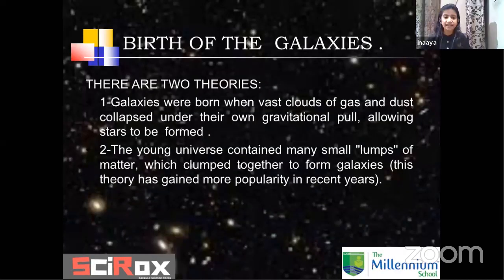Birth of the galaxies. There are two theories. First, galaxies were born when vast clouds of gas and dust collapsed under their own gravitational pull, allowing stars to be formed. The young universe contained many small lumps of matter which clumped together to form galaxies. This theory has gained more popularity in recent years.